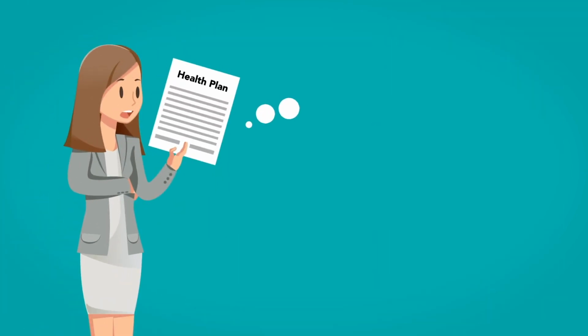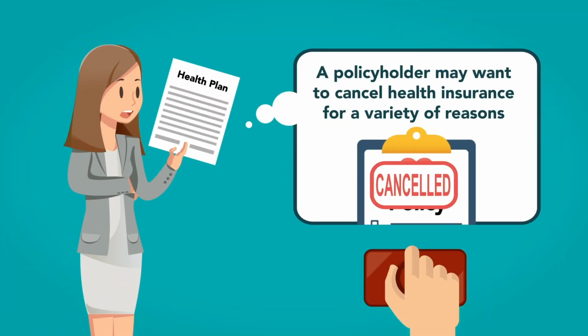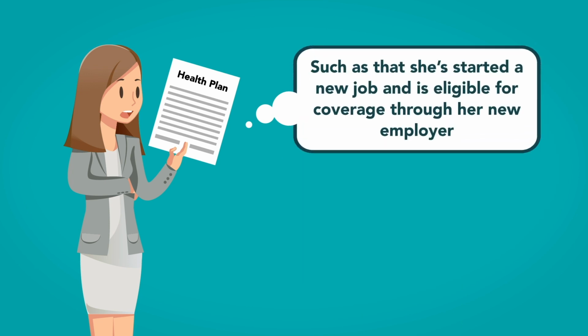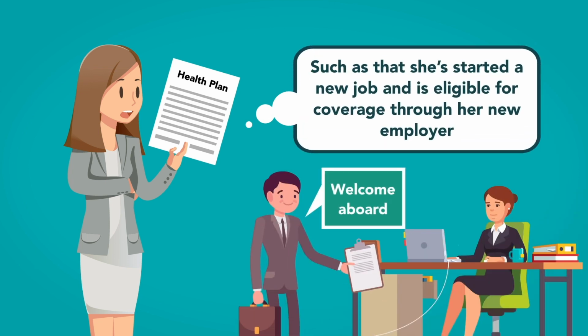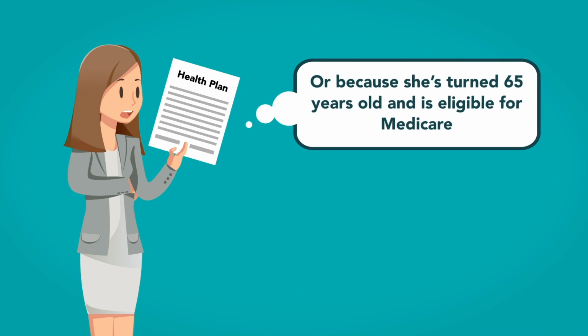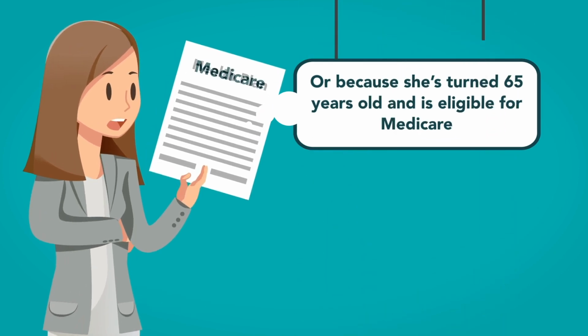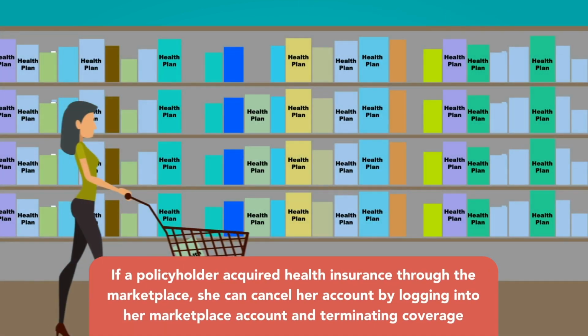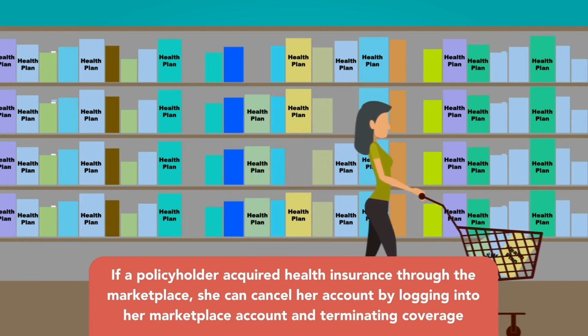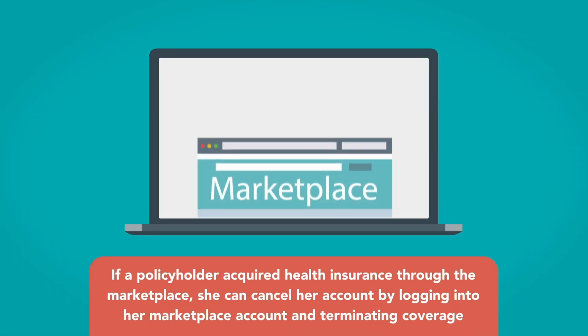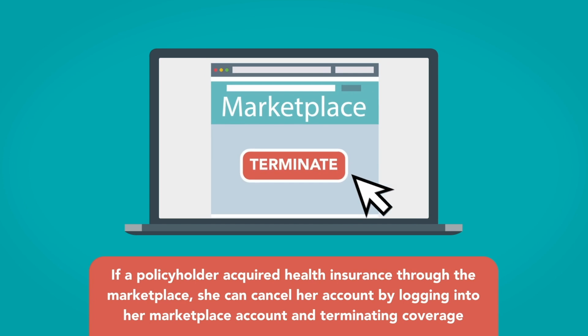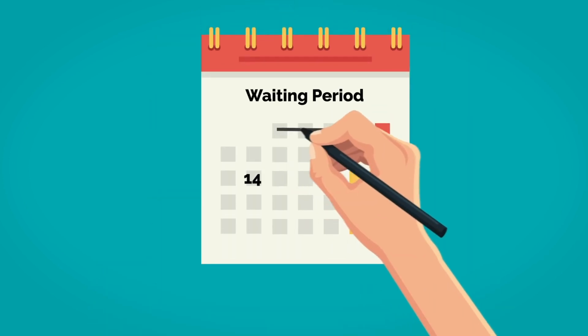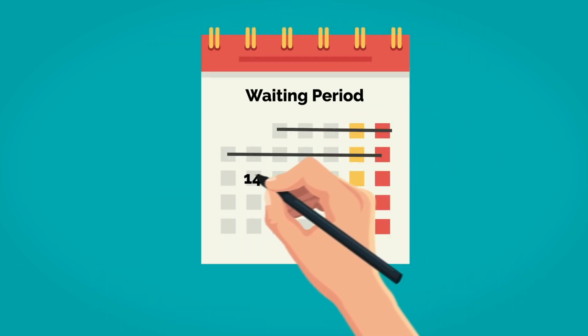A policyholder may want to cancel health insurance for a variety of reasons, such as that she started a new job and is eligible for coverage through her new employer, or because she's turned 65 years old and is eligible for Medicare. If a policyholder acquired health insurance through the marketplace, she can cancel her account by logging into her marketplace account and terminating coverage. There is typically a 14-day waiting period for canceling coverage.